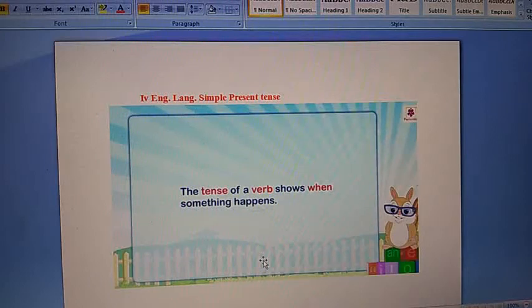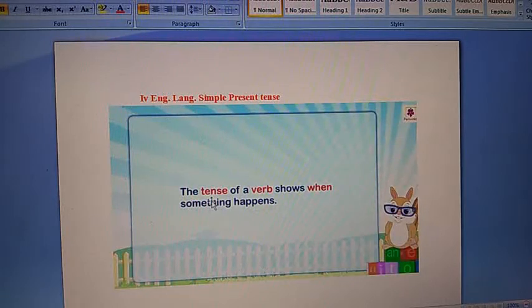Good morning, dear students. Today we are going to study in your English language book simple present tense, simple past tense and simple and present continuous tense. You can open your English language book and see. First, let's revise ourselves about the tense.